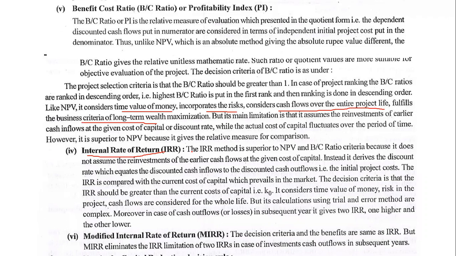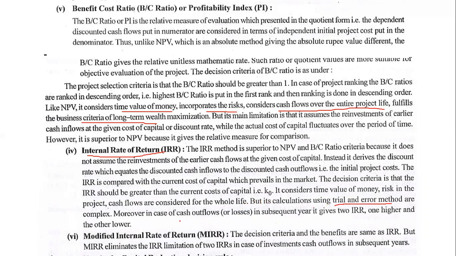Secondly, this gives the decision criteria, where the method gives a rate greater than the current cost of capital. Means it considers the time value of money, the risk in the project, and cash flow for the whole life, but the main disadvantage is that in the calculation they use a trial and error method, which is very complex.